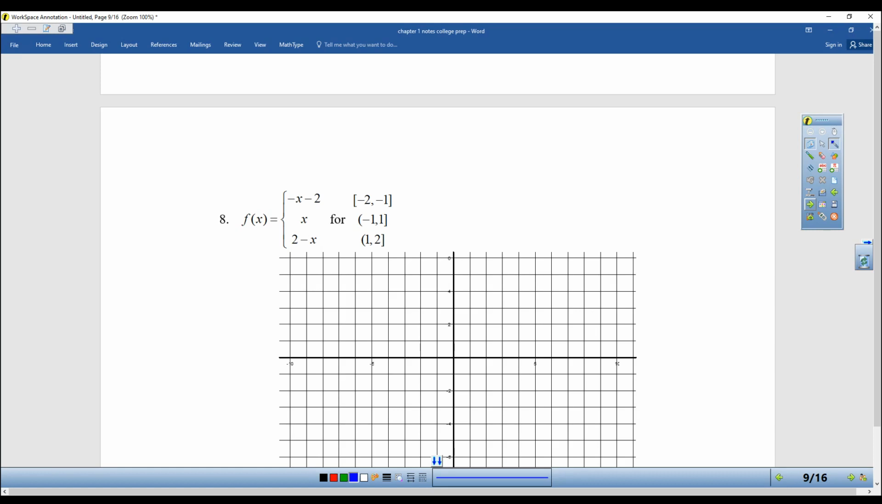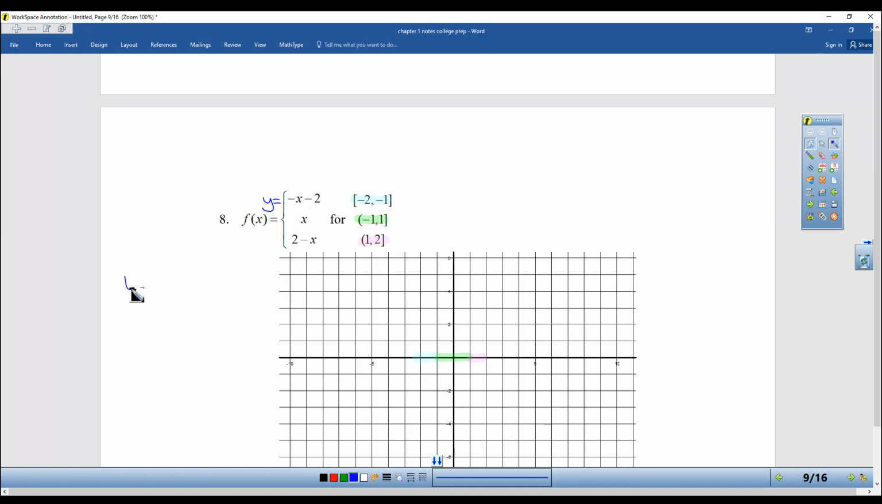Number 8. I have 3 of them again. I'm going to use my highlighter method for you one more time. Negative 2 to negative 1. I only want to use this little tiny section. Green is going to go from negative 1 to 1. And red or pink from 1 to 2. Look at that. This graph is going to be very tiny. I just am going to go in this little space.